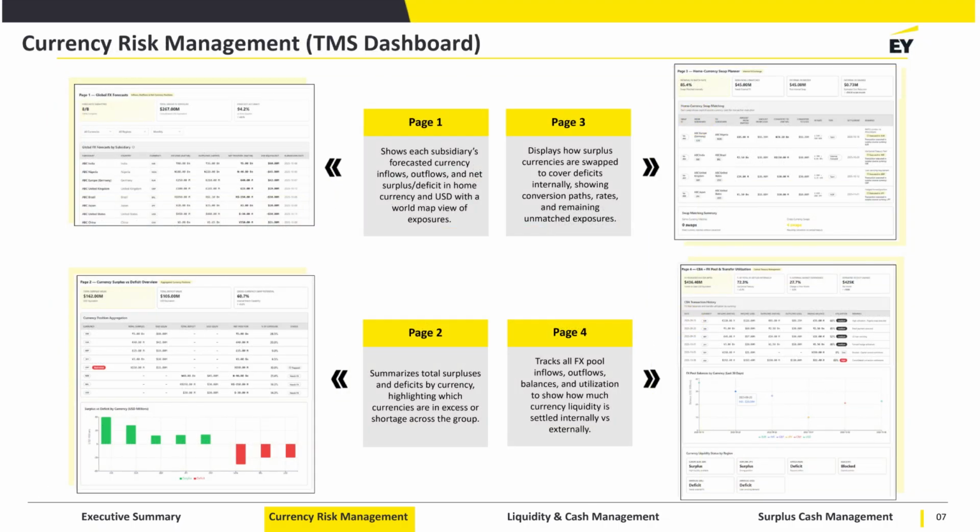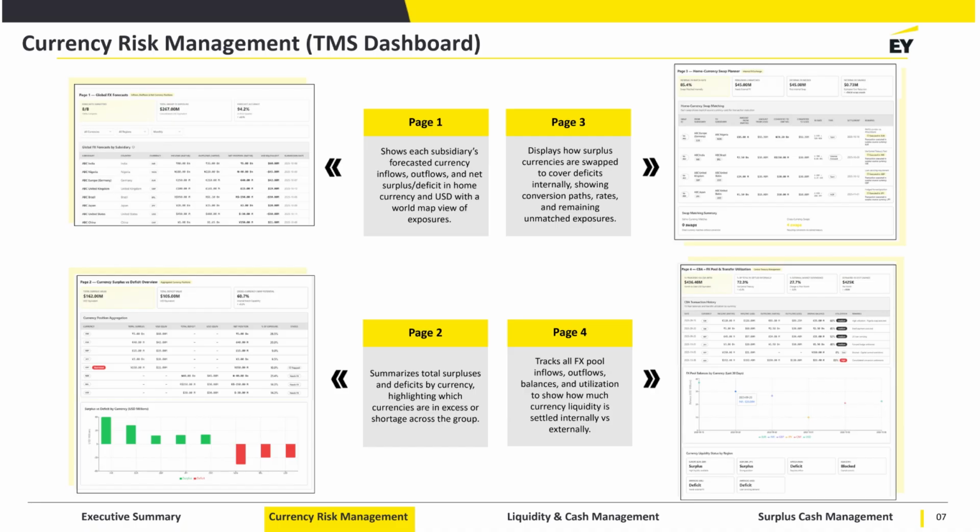Next, we move on to the presentation of our treasury management system integrated dashboard. As was stated earlier, ABC Company's TMS proves to play a pivotal role in ensuring that it limits its exposure to foreign exchange risk. On page 1, it shows the various submissions of each subsidiary's forecasted currency inflows, outflows, and overall surplus or deficit, and in which currency it is for the same.